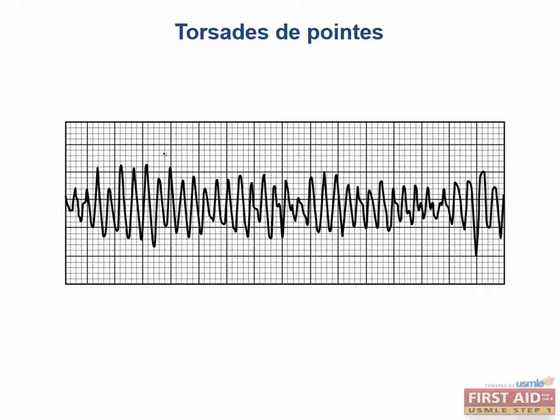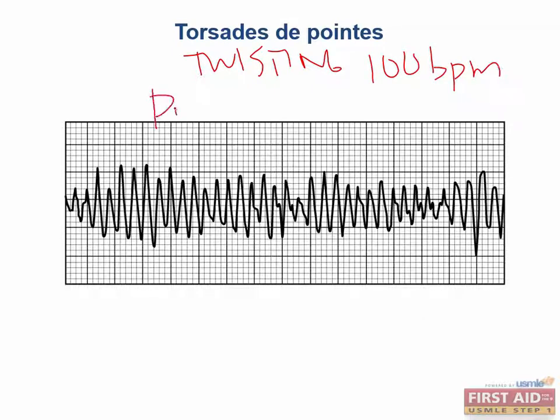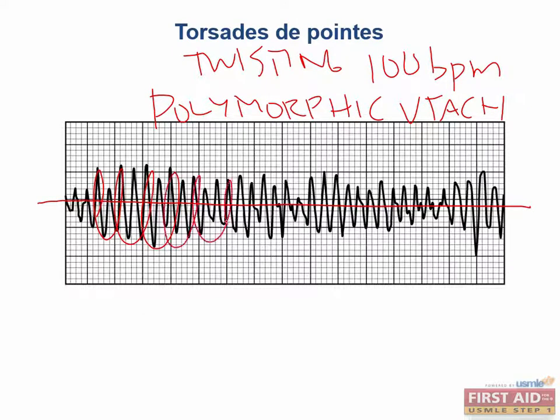Now we reach torsade de pointes. It literally means twisting of the points. And with this, you may see different waveforms with a heart rate over 100 beats per minute, hence the term polymorphic ventricular tachycardia. As you look at the tracing, it appears that all of these QRS complexes are rotating around an isoelectric baseline. Well, we'd expect the baseline to be here, but it's just not there, right? This is because all of these are abnormal QRS complexes.